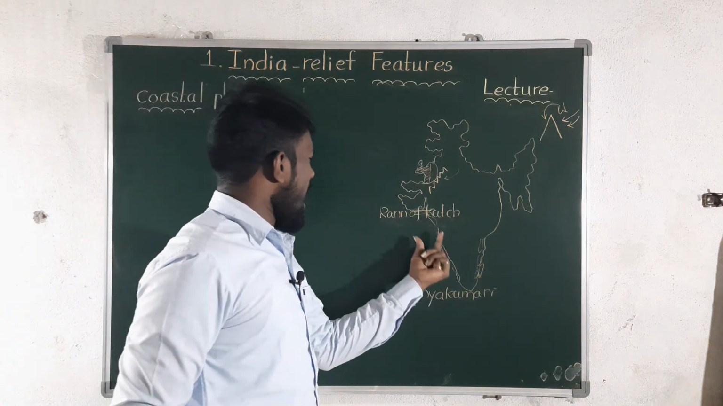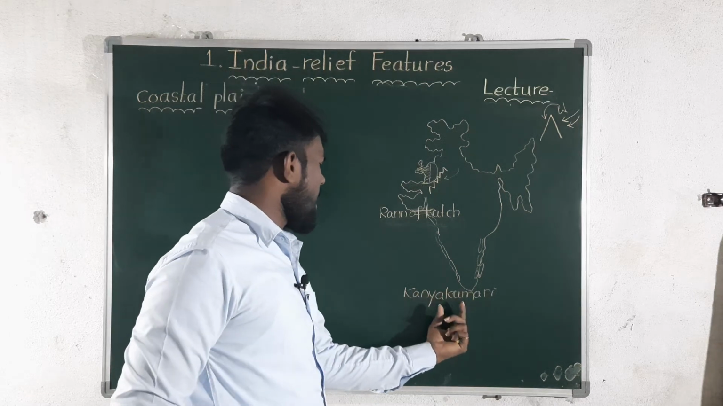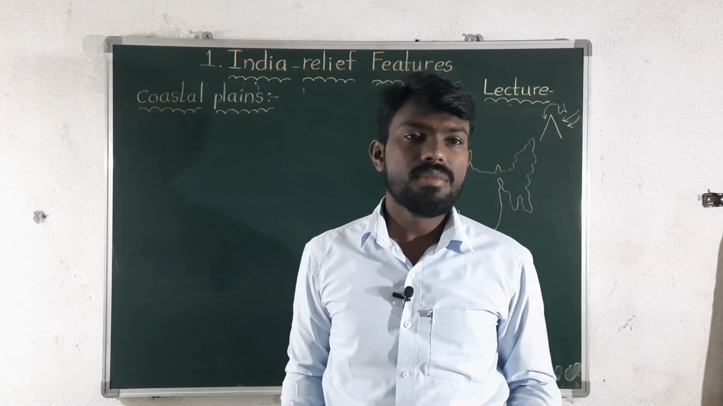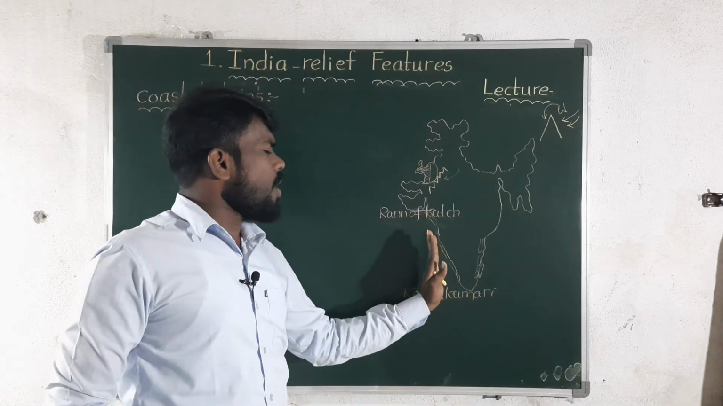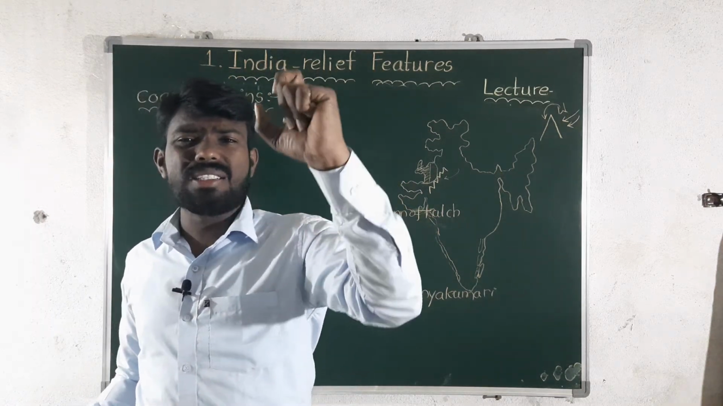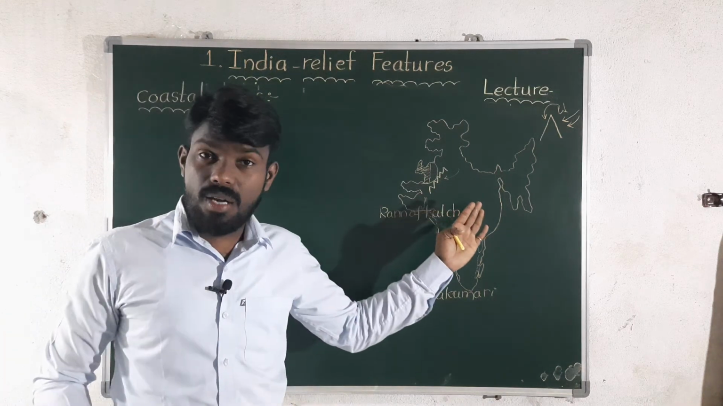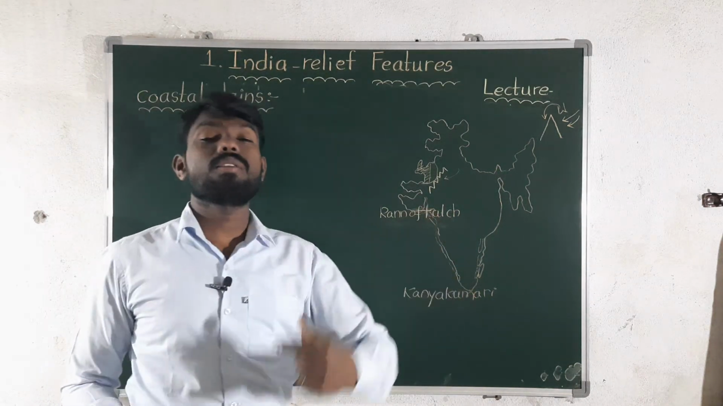Western coastal plain starts from the Run of Kutch in the north and ends at the southern part. Here this is Kanyakumari, and these are the western coast. The western coastal plains are narrower than the eastern coastal plains, which means the eastern coastal plains are broader than the western coastal plains.